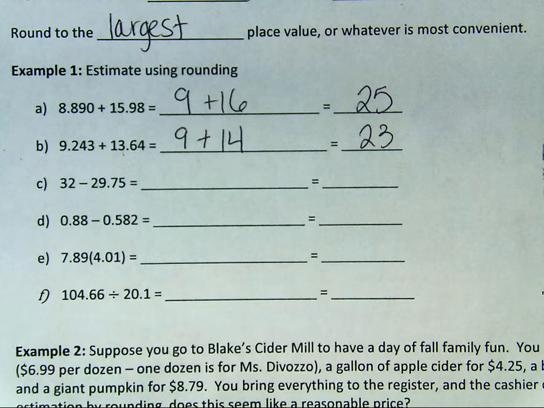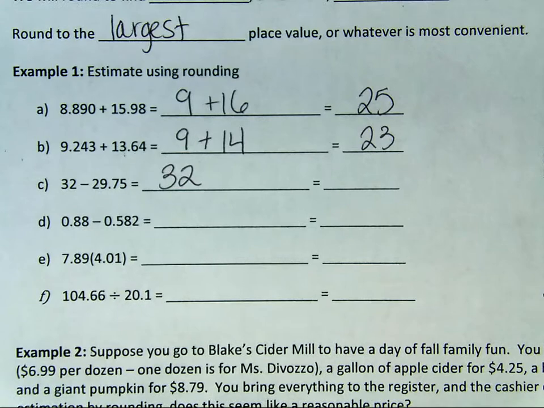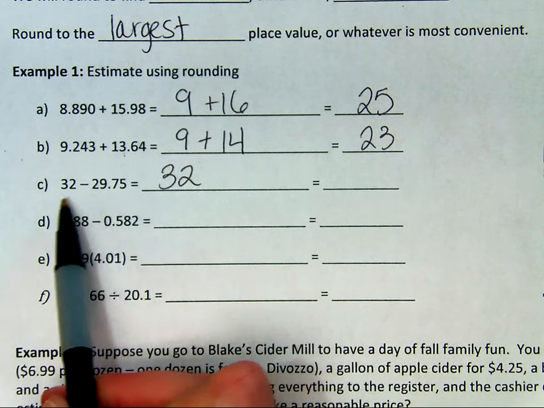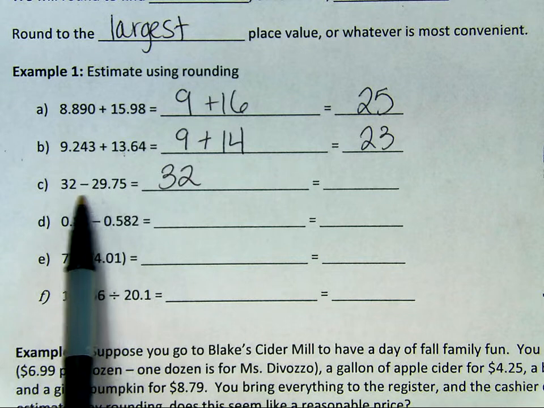Next one is 32 minus 29.75. So 32 is already a whole number, so I'm just going to leave it. I could round it to the nearest tens place and make it 30, but then we'd have 30 minus 30, which is 0, and I know the answer to this isn't 0. So I'm going to round to the ones place.